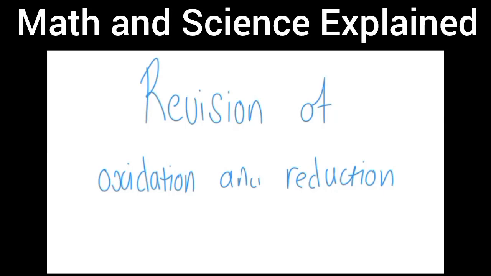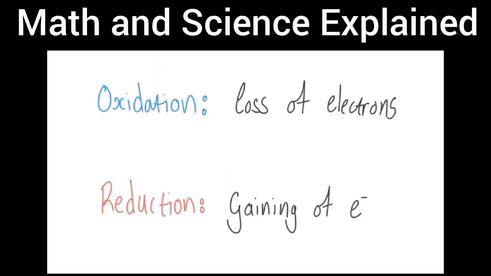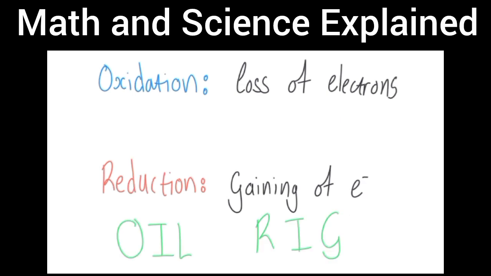Before we jump into the section about electrochemical reactions, we have to have a look at the revision of oxidation and reduction. The first thing to remember is that oxidation involves the loss of electrons, whereas reduction is the opposite and it involves the gain of electrons. An easy way to remember this is through the acronym OIL-RIG. The reason being is because oxidation is loss, but reduction is gain.